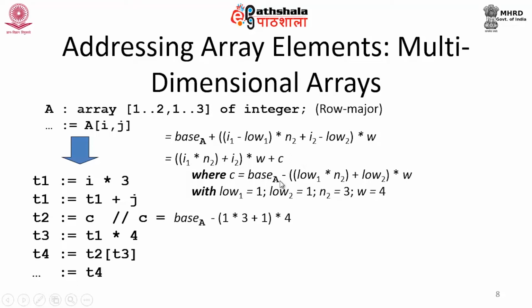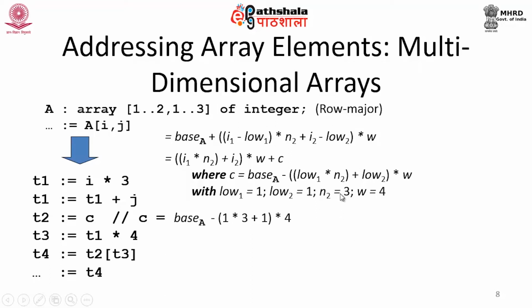Now what is C? C is nothing but which is done during runtime. C is equal to base address minus low 1 into N2 plus low 2 into W. Now here in our context, low 1 is 1, I am starting with 1, and low 2 is also 1. It starts again with the index 1, and the number of elements of the second dimension is 3, and width is 4 because it is an integer array.